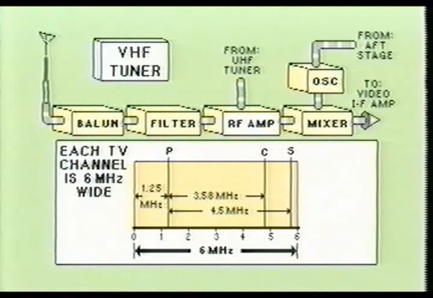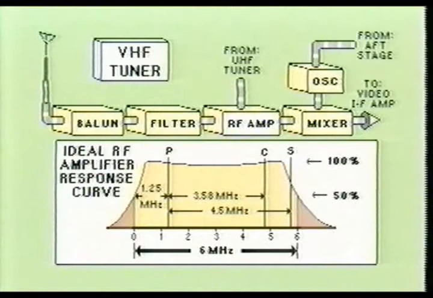close to the upper end of the channel bandwidth. Therefore, the RF amplifier must have a very broad frequency response in order to provide equal amplification to the entire 6 MHz bandwidth. Since the frequency response of the RF amplifier stage is so wide, the gain of the stage is somewhat reduced.